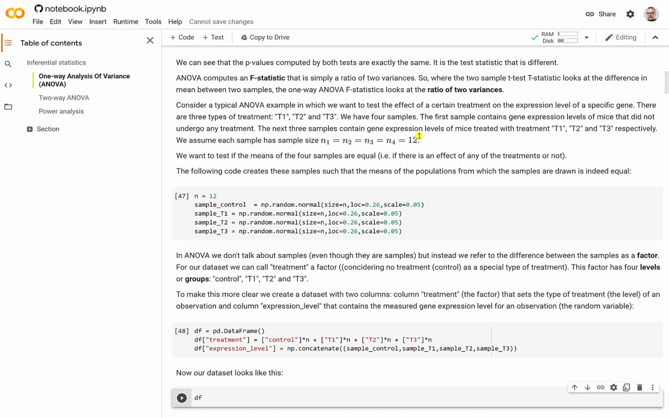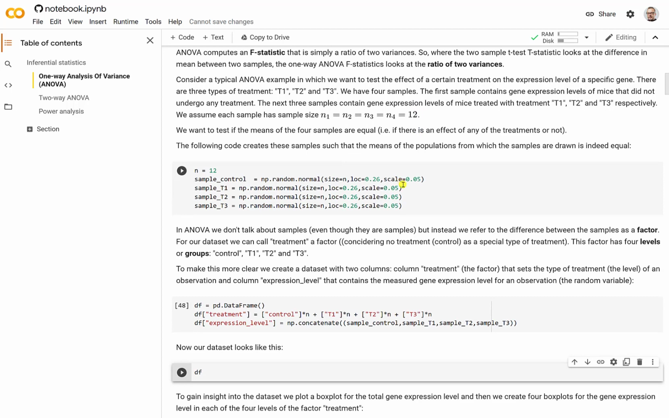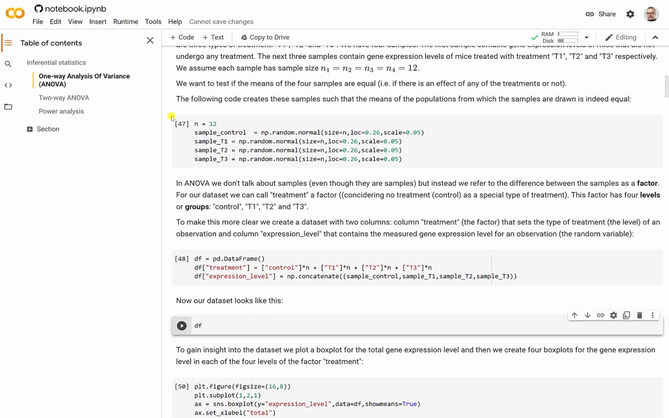Okay, so what we're going to do now is assume that we know the population, or populations, from which the samples were drawn. In this case, we're going to simulate that there is no difference between the means. So we have 4 samples, as you can see here: the control, T1, T2, T3, and they're all drawn from the same population.